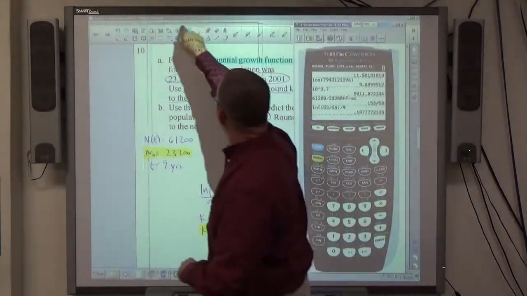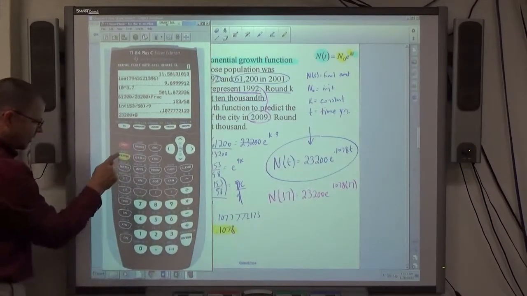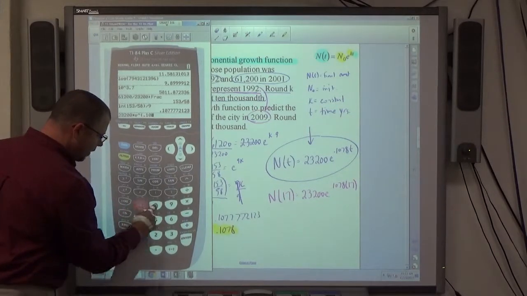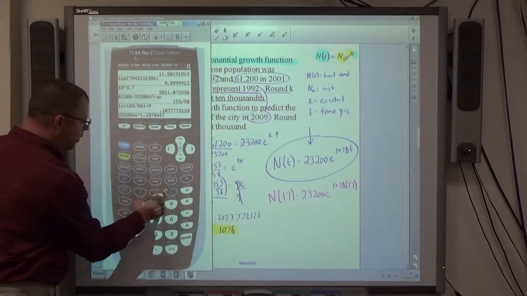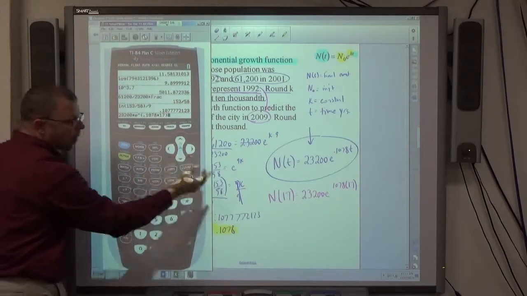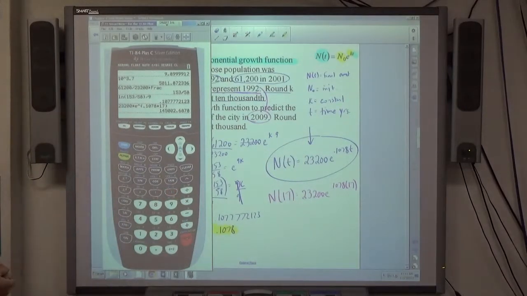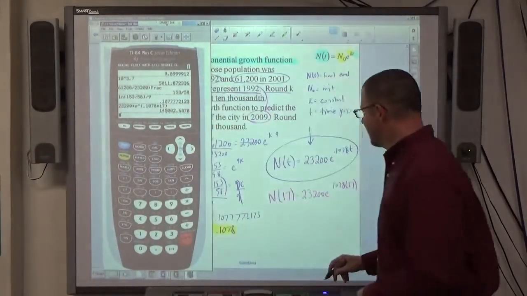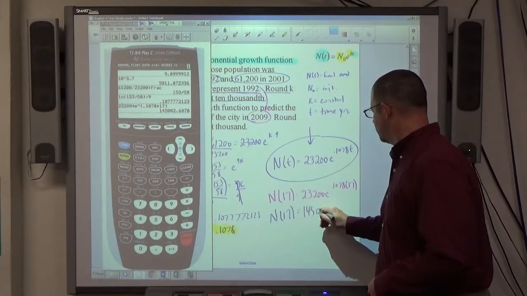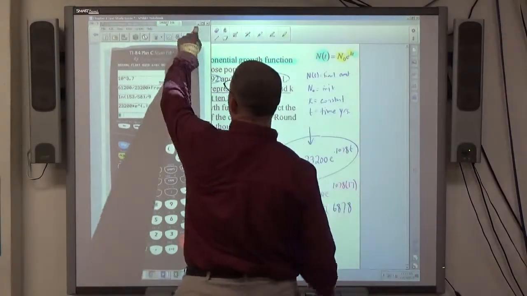And that's just something I can type in my calculator. So if I come over here and type in 23200 times second ln, so that's e to the power, and then 0.1078 times 17 in parentheses. Both the 0.1078 and the 17 are in the power because that's where they are. Make sure that they end up in the power. Hit enter. It comes out to 145,002.6878. So you can get your number on your calculator.